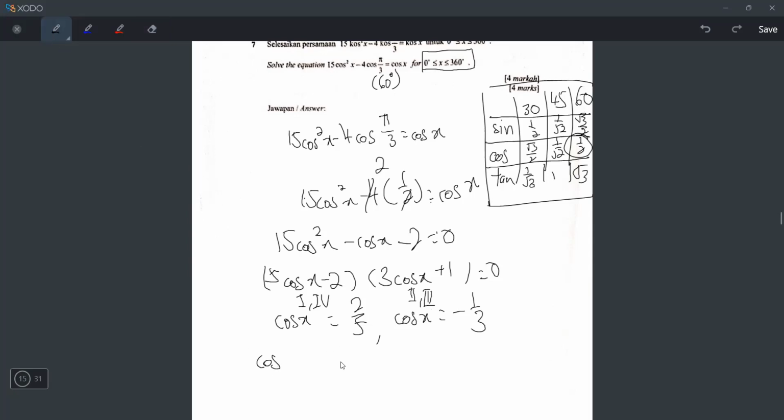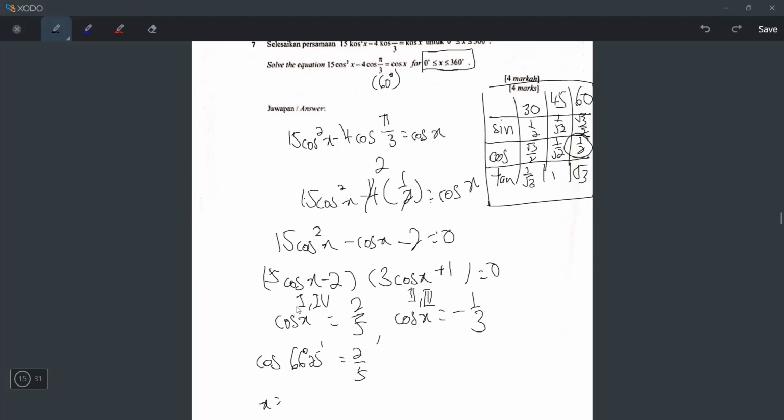So cos something equals to 2 over 5. So how to get this value here? Shift cos. So let's press shift cos 0.4. And I will get 66 degrees 25 minutes. Right? And that is not your final answer. That is just the reference angle.